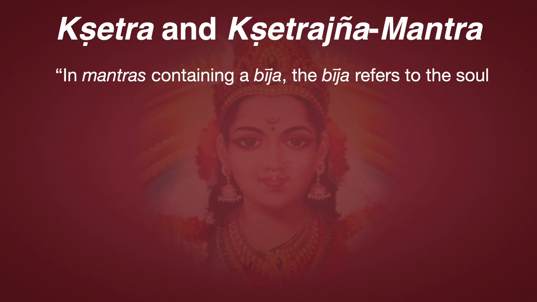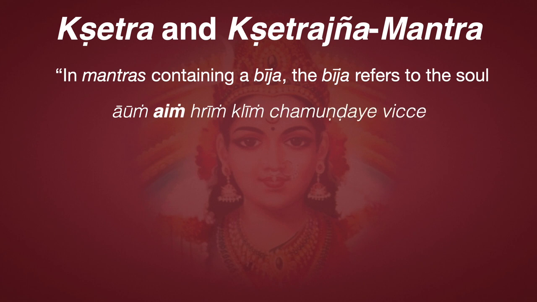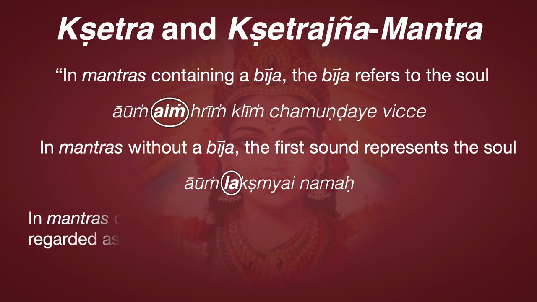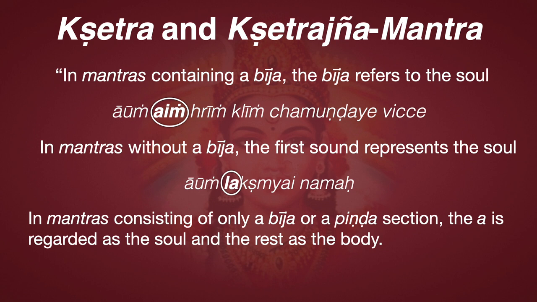In mantras containing a bīja, the bīja refers to the soul, such as in Aung, Aing, Hring, Kling, Chamundaye Vitche. Aing refers to the soul, and the rest of the mantra refers to the body. In mantras without a bīja, the first sound represents the soul. Aum Lakshmiyai Namaha. The La in Lakshmi represents the soul. And in mantras consisting of only a bīja or a piṇḍa section, the A is regarded as the soul and the rest the body. For example, Aum Anapagai Minyai Namaha. The beginning A in Anapagai Minyai is referred to as the soul, and the rest is the body of the mantra. There are more types of mantras with different divisions between the soul and the body sections, but they're not so important for our purposes.